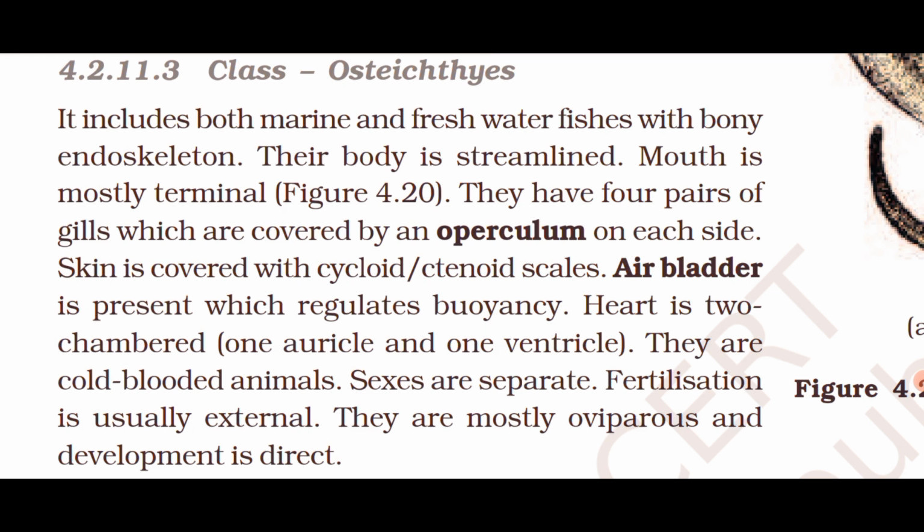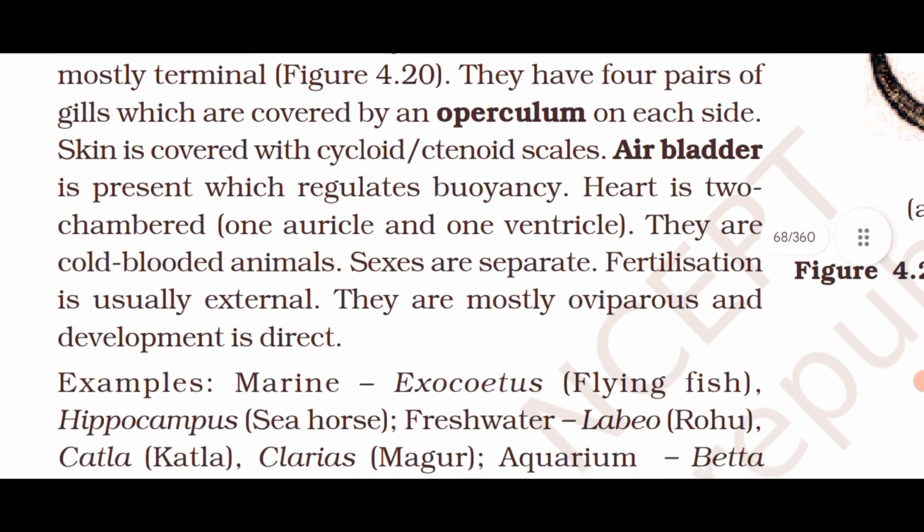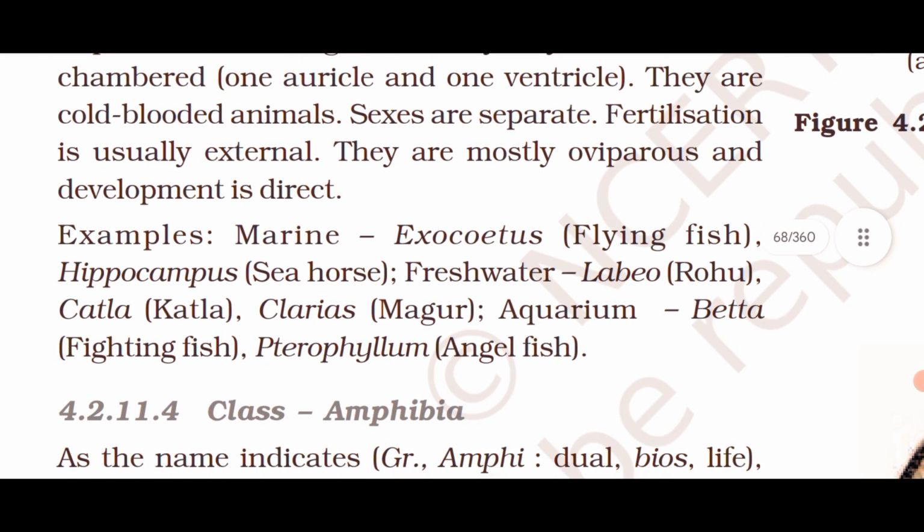Air bladder is present which regulates buoyancy. Heart is two-chambered, one auricle and one ventricle. They are cold-blooded animals. Sexes are separate. Fertilization is usually external. They are mostly oviparous and development is direct.